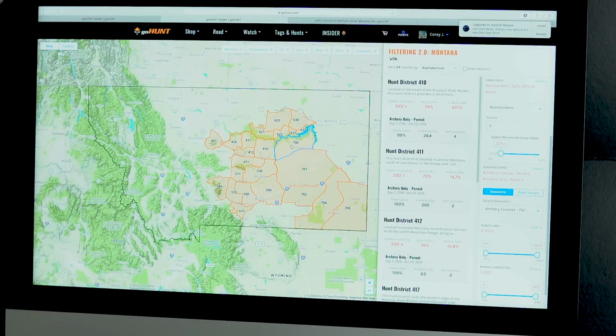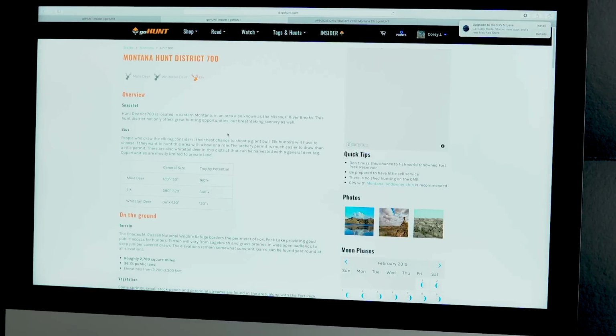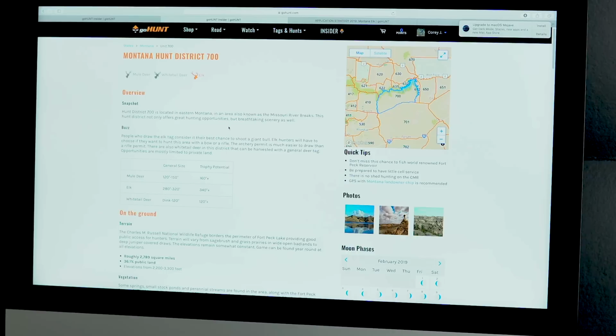And when we talked about the Montana breaks, the elk unit over on the Missouri River breaks, we're looking at units 410, 700, kind of in central Montana on the eastern side there. And if I just click on unit 700, I'm going to get a whole bunch of information here about hunting around the world-renowned Fort Peck Reservoir area on the breaks of the Missouri River.